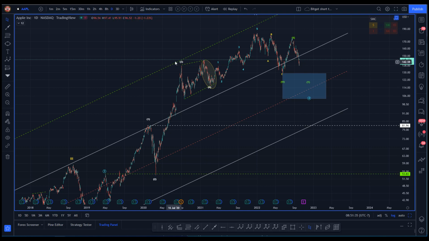So thus A, B, C. There's a beautiful impulse here to finish that C. So A, B, C into the B, and then down for the C. So we get a running flat. 3, 3, 5. Okay, 1, 2. Get a perfect impulse to finish, right? No overlap. 1, 2, 3, 4. 1, 2, 3, 4, 5.